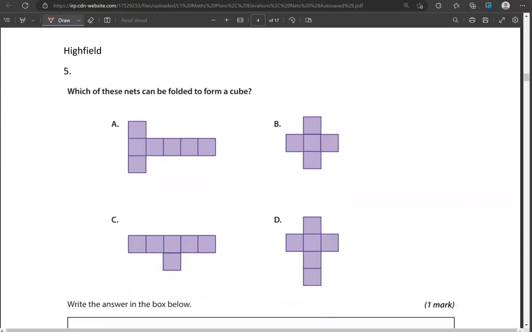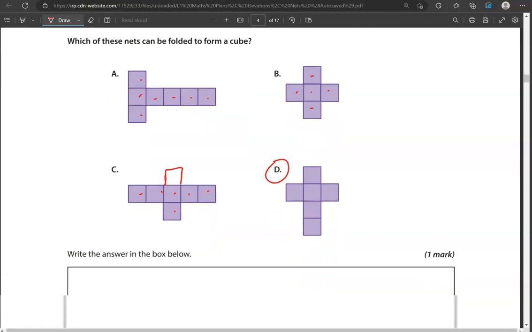Which of these nets can be folded to form a cube? So we're looking for 6 square shapes within the net. 1, 2, 3, 4, 5, 6, 7. That means A is not the correct one. Looking at B, we've got 1, 2, 3, 4, 5. Again, not correct. C has 1, 2, 3, 4, 5, 6, but it doesn't have a square on the side here. It needs to have on both sides. So only 4 lined up and another 2 on the sides. That is the case for D. So D is the correct one.